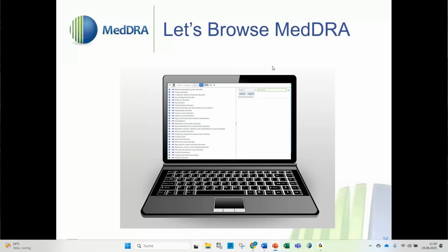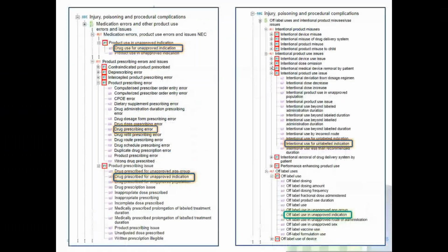All the others would have been incorrect. Drug use for unapproved indication, you see, is considered product use in unapproved indication, a very vague term. It's grouped under medication errors, product use errors, and issues NEC. And then the drug prescribing error.